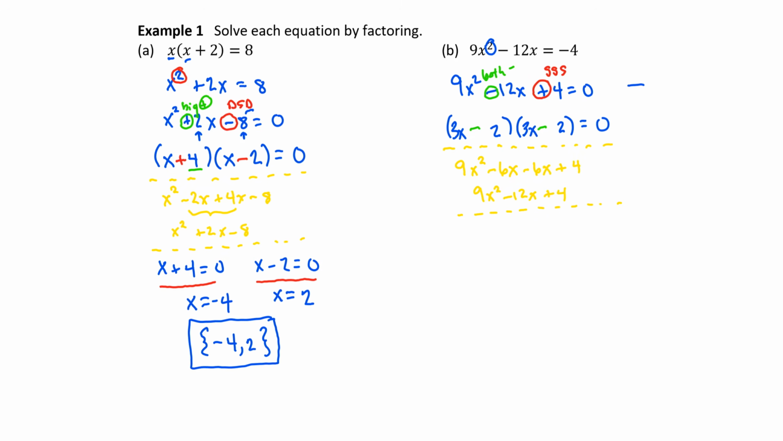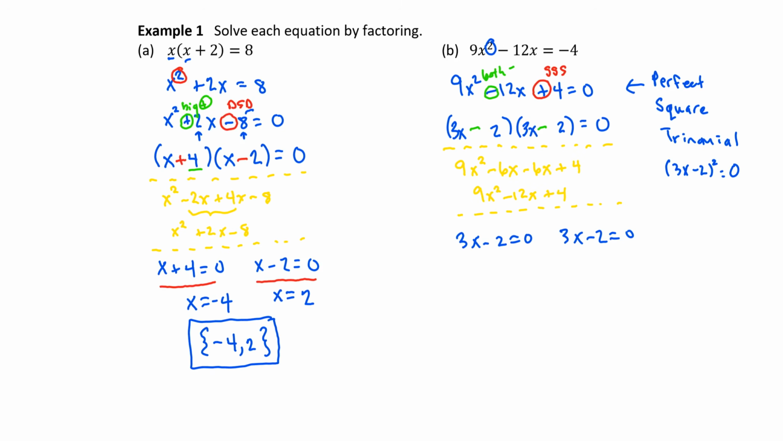This, by the way, is what is known as a perfect square trinomial. It's a trinomial because it has 3 terms. Perfect square because I could also write it as 3x minus 2 quantity squared. Okay, but let's see what happens if we just continue with the process we're learning, where we set each factor equal to 0.